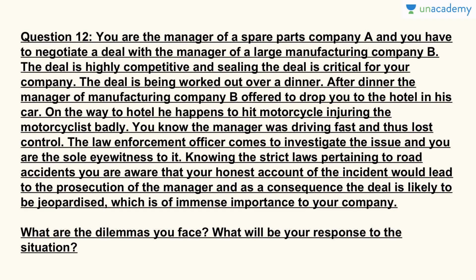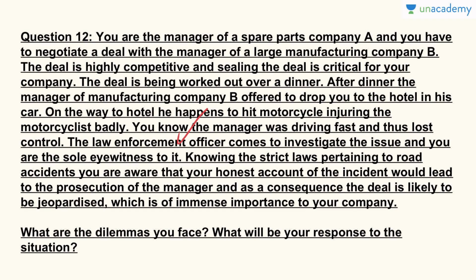And sealing the deal is critical for your company. The deal is being worked out over a dinner. After dinner, the manager of manufacturing company B offered to drop you at the hotel in his car. And on the way to the hotel, he happens to hit a motorcycle, injuring the motorcyclist badly. You know the manager was driving fast, thus lost control. The law enforcement officer comes to investigate the issue and you are the sole eyewitness to it.